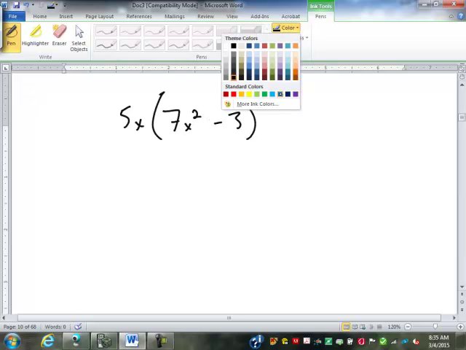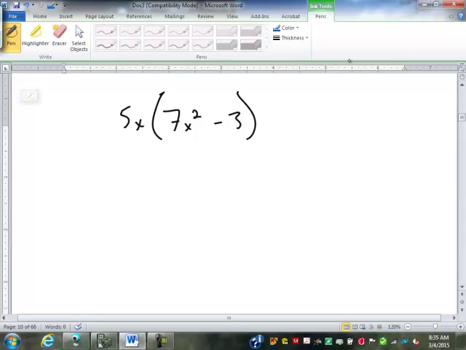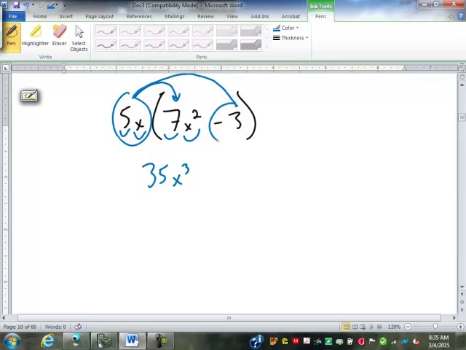How did we do that? Okay, we're just multiplying everything in the parentheses by the 5x. So it's 5x times 7x squared. You're going to multiply the coefficients. 5 times 7 is 35. X times x squared is x to the third. And now we have the 5x times negative 3. 5 times negative 3, negative 15. And then we have the x.